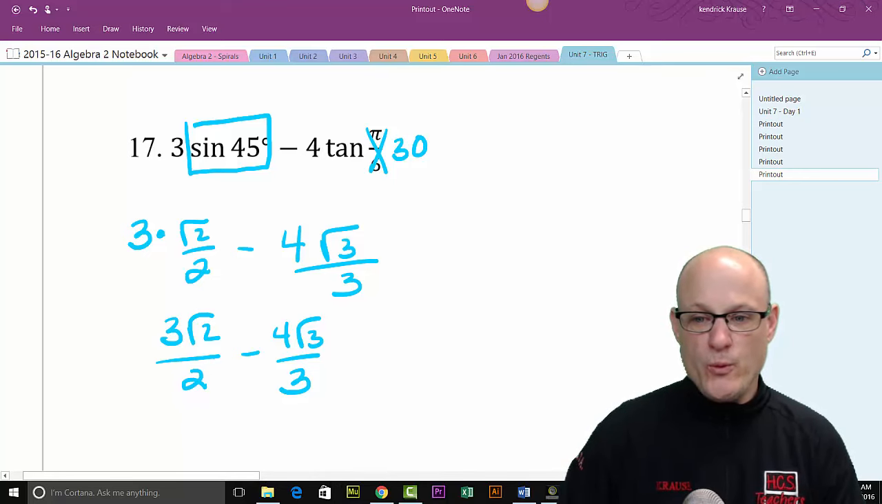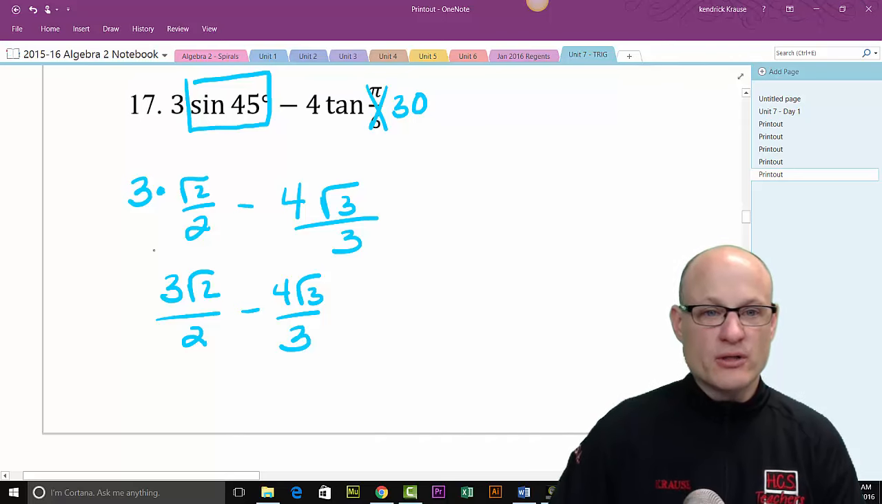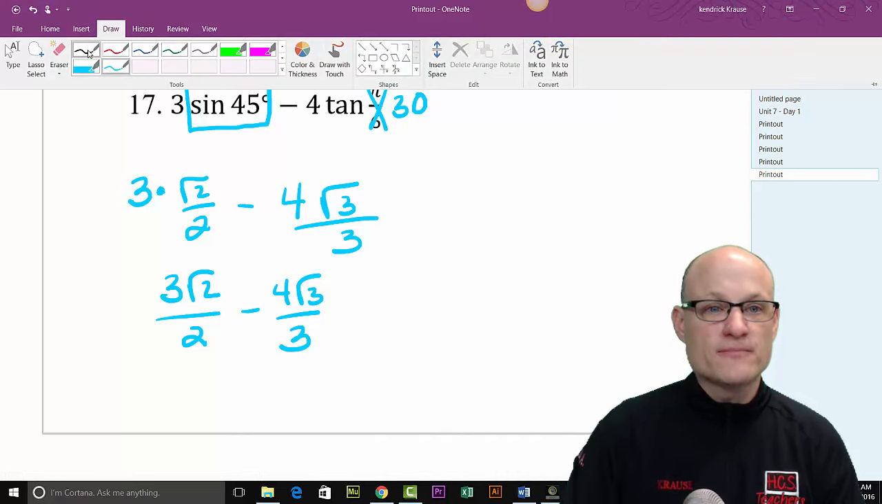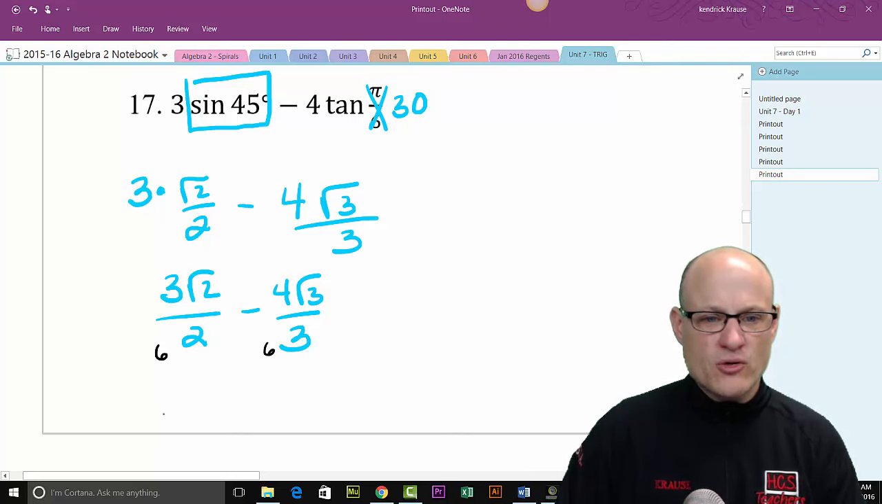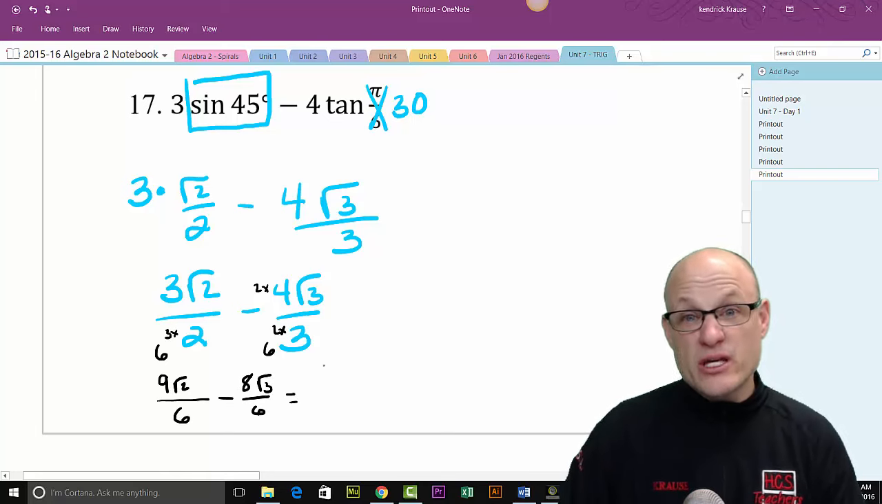That's not pretty. And I wrote it really huge, so now I'm going to have to try to write smaller. Oh, that's not going to be smaller. That'll be smaller. So my common denominator would be 6. So in order to make things both 6s, I had to multiply by 3 here, right? So my numerator I'm going to multiply by 3, so I get 9 square roots of 2 over 6 minus, I have to multiply this one by 2, so I can multiply this one by 2, minus 8 square roots of 3 over 6.